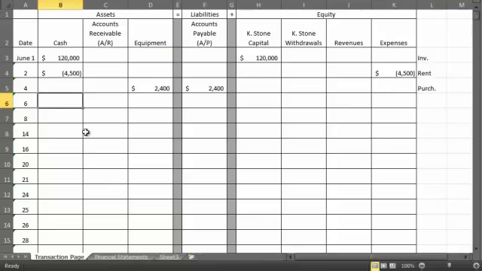On June 6th, the company paid $1,125 cash for this month's advertising of the opening of the business.